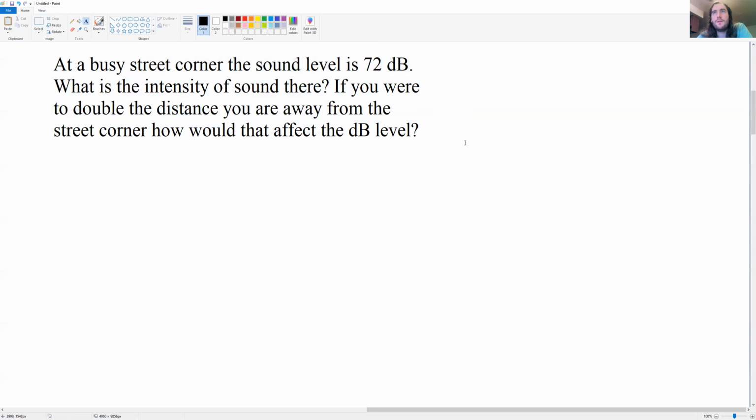There's no figure or anything for this kind of question, so I'll go ahead and read the question to you guys again, and then let you work on it for a couple minutes. So at a busy street corner, the sound level is 72 decibels. What is the intensity of sound there? If you were to double the distance you are away from the street corner, how would that affect the decibel level?